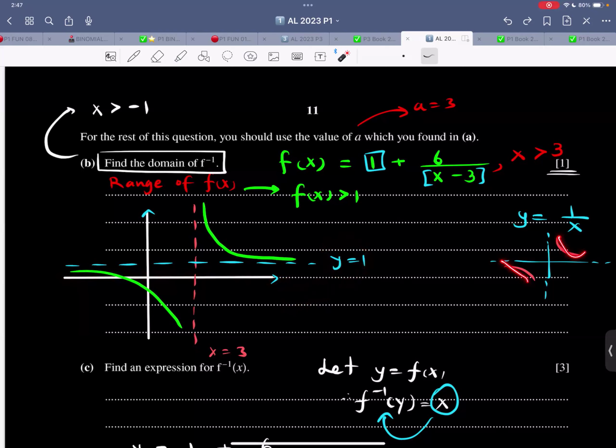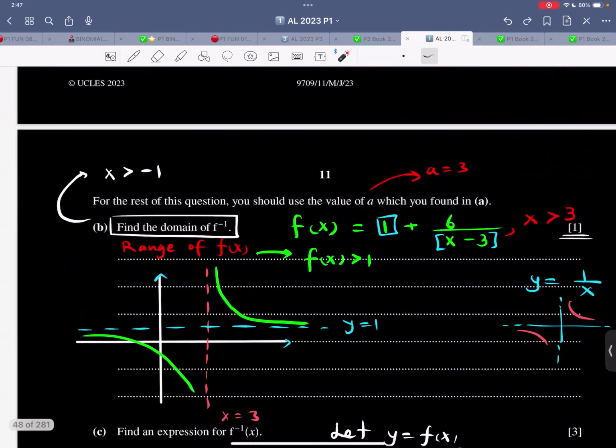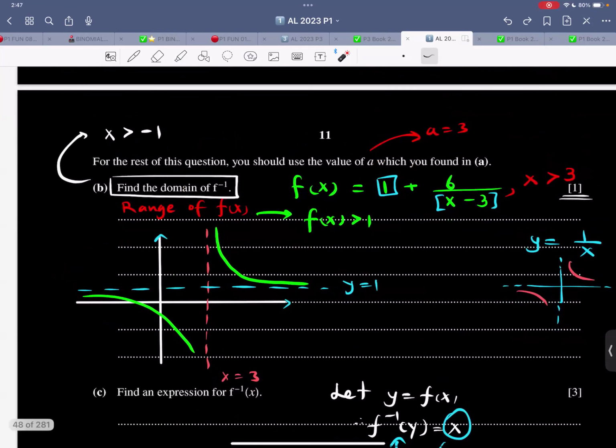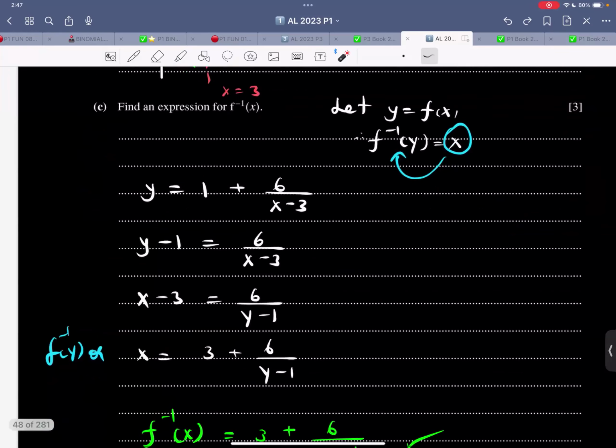And then this graph is drawn with the perspective of this. The domain is x greater than 3. This is x equals 3. It's not inclusive. So we are just focusing on this part. The lowest y value is 1. All the other y values are going towards infinity. So the range over here is f(x) greater than 1. Therefore, the range of f(x) is greater than 1. Therefore, the domain of f inverse is x greater than 1. Why is it minus 1? I think it's 1. Okay, all good.